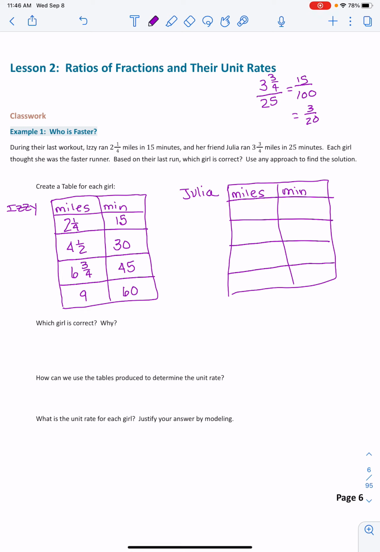For Julia, excuse me, we have 3 miles in 20 minutes. So then we have 6 in 40 minutes. And then we would have 9 in 60 minutes.